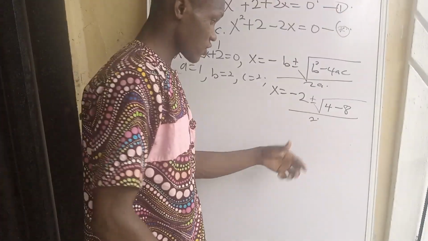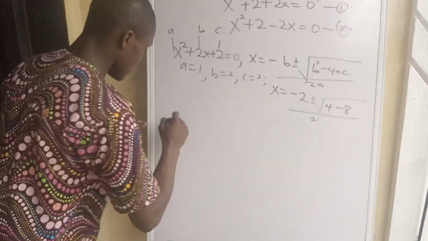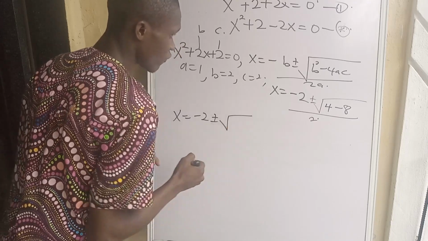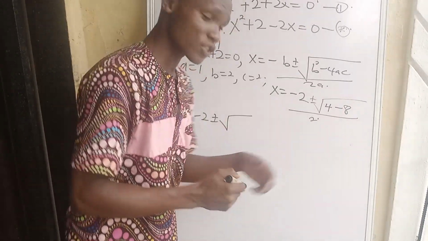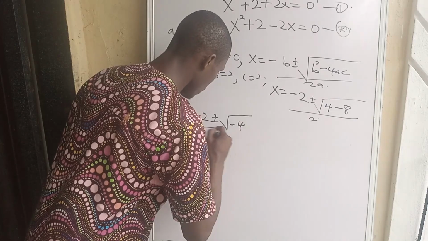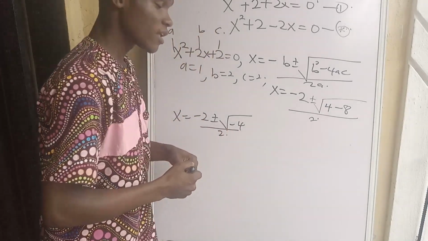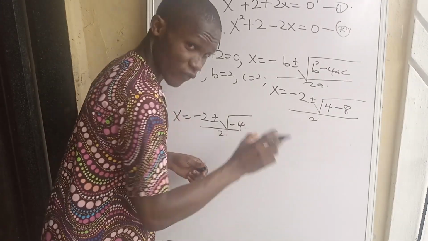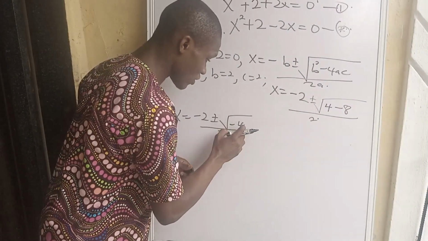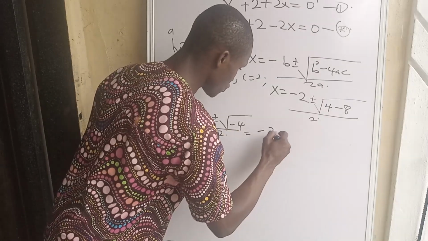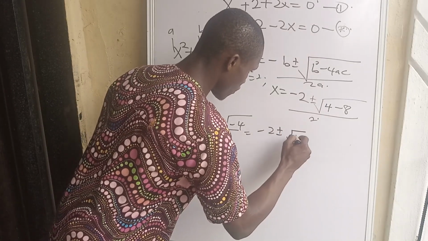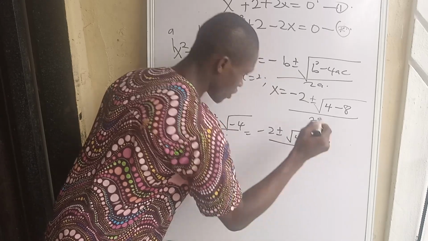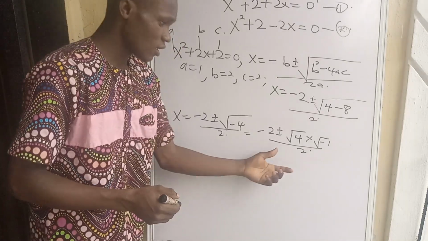Having this new form of x, we can write this again as x equals minus 2 plus or minus root of 4 minus 8, which is going to give us minus 4, all over 2. Then we are going to apply a principle from complex numbers. Before we go there, we are having a negative sign here, so we can write the whole of this as minus 2 plus or minus root of 4 multiplied with root of negative 1, all over 2.